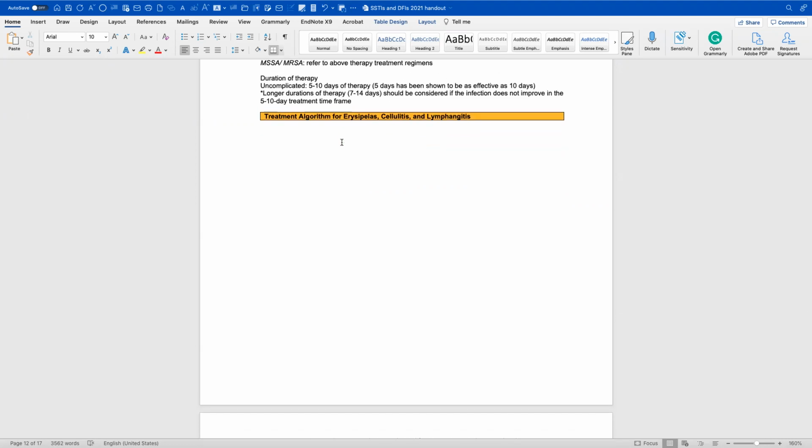Duration of therapy for uncomplicated is 5 to 10 days. 5 days has been shown to be as effective. So we know that we want to consider the longer durations of therapy, so 7 to 14, in the event that the infection does not improve.